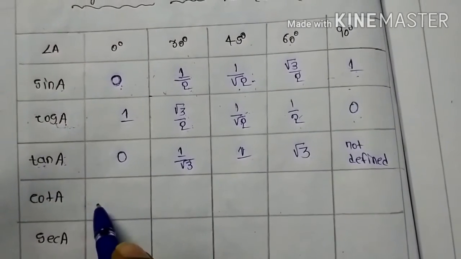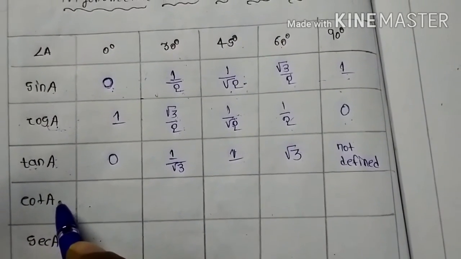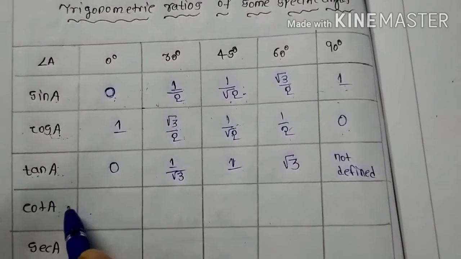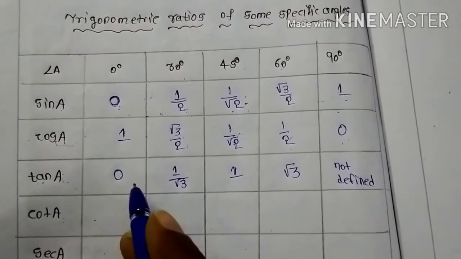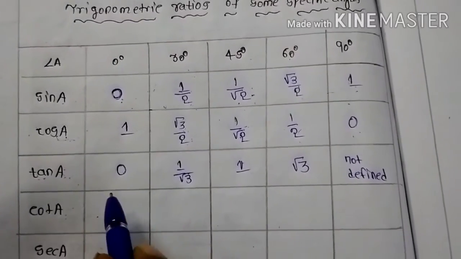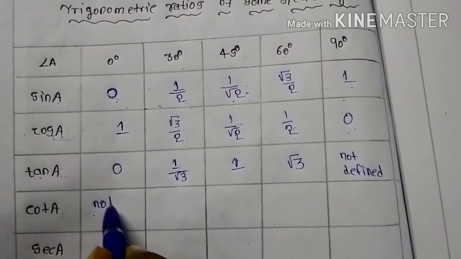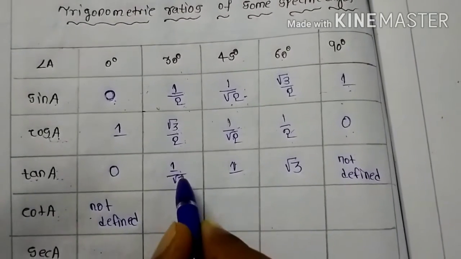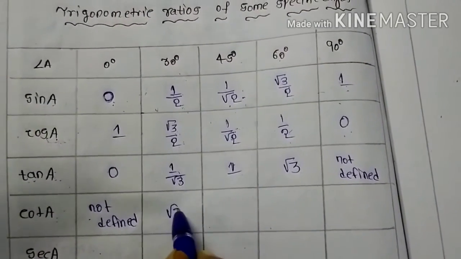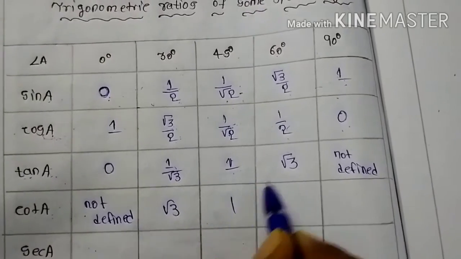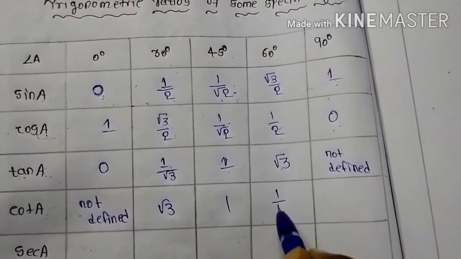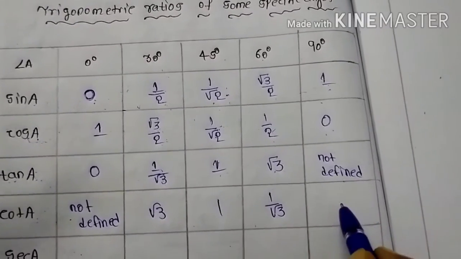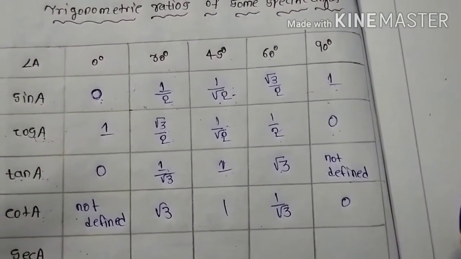See here, next cot. You know that cot is the reciprocal of tan. Yes or no? Reciprocal of tan means, see, what is the reciprocal of 0? 1 by 0. 1 by 0 means it is defined, not defined? Not defined. You can write here not defined. Here, what is the reciprocal of 1 by root 3? Root 3 only. What is the reciprocal of 1? 1 only. What is the reciprocal of root 3? 1 by root 3. What is the reciprocal here of not defined? You are getting 0. Yes or no? Yes.